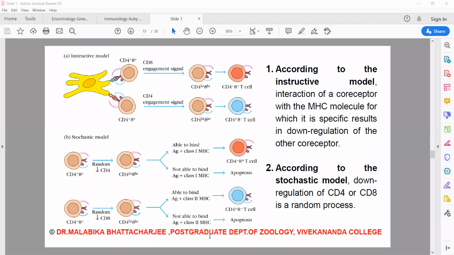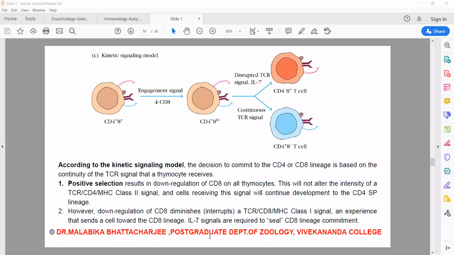So this was the stochastic model. This is a random choice. Why and how which receptor is chosen first is not very clearly described by this model. It is a random selection of any one gene. Once one gene is selected, the other gene automatically gets suppressed. Okay. Now coming to the final and the most accepted model, the kinetic signaling model.